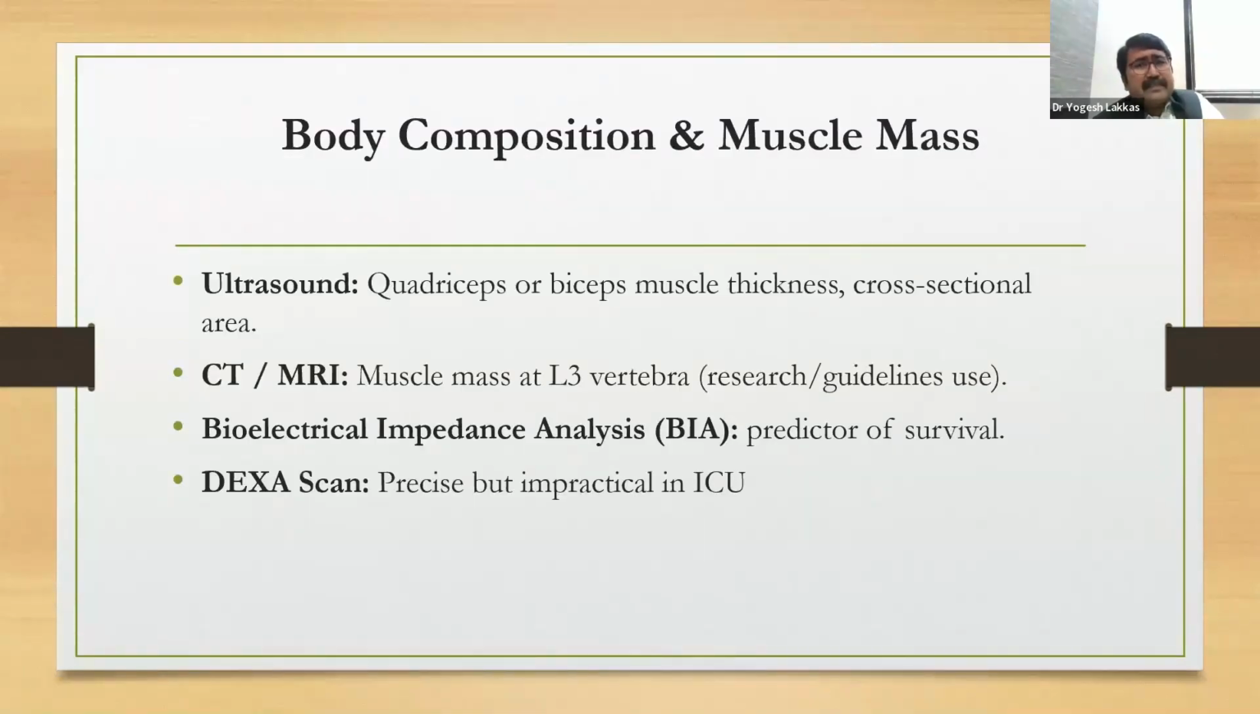Body composition and muscle mass: various ultrasound is there now, that is used routinely in the ICU. You can analyze the muscle thickness of quadriceps, biceps muscle, and cross-sectional areas where the expertise is available. CT and MRI are also used in assessing the muscle mass. But the practicability of all these investigations and technological gadgets will be limited in day-to-day ICU practice.